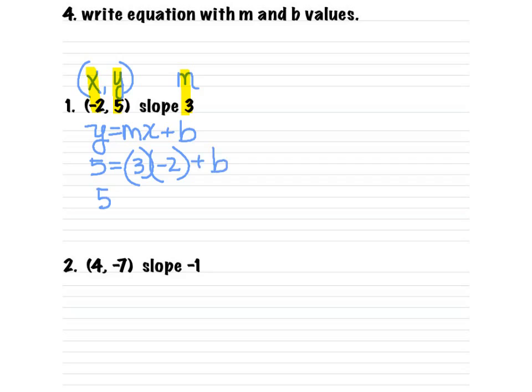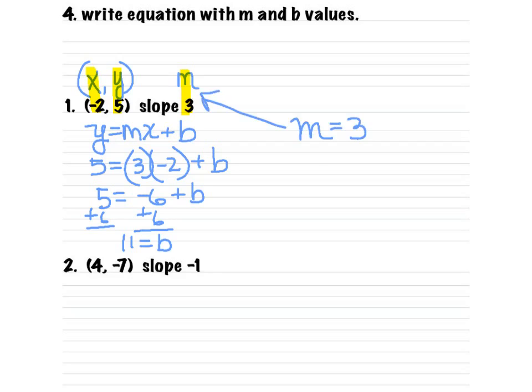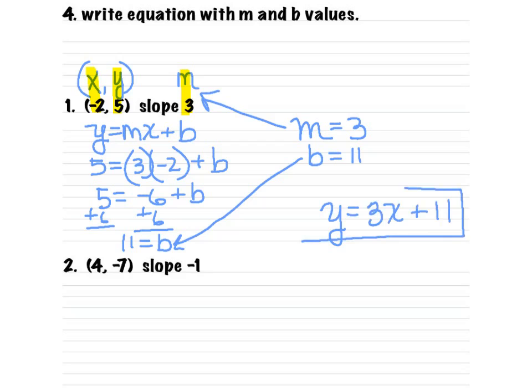Let's simplify. 5 equals -6 plus b. Let's solve. Add 6 on both sides. 11 equals b. So, we know that m equals 3 because that was given. We now know that b equals 11 because we solved for that. And if we have m and we have b, we can write this equation in slope-intercept form. It looks like this. y equals 3x plus 11. And that would be your answer.